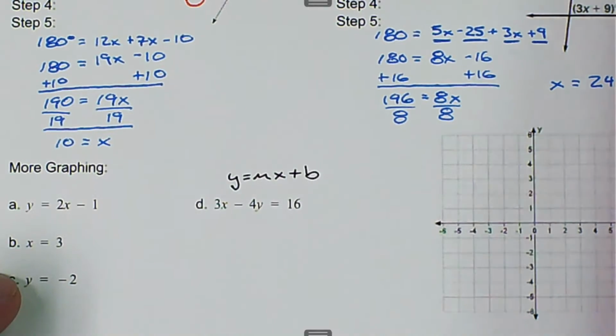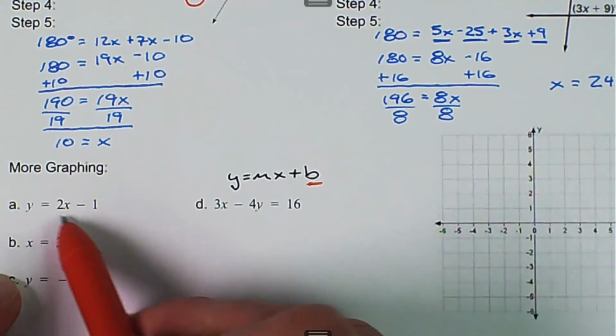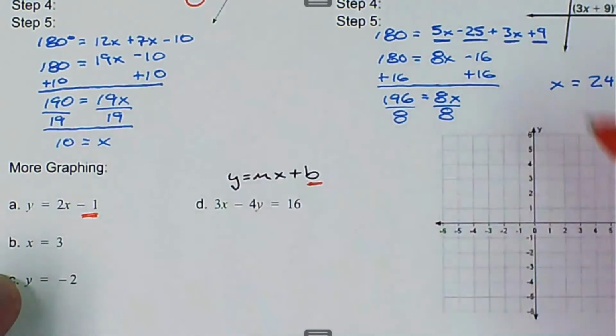So the b, that's our starting point. We always want to find where our starting point is. So in this case, our starting point is -1. And we're always just going to go up or down from there. So -1 is right there.